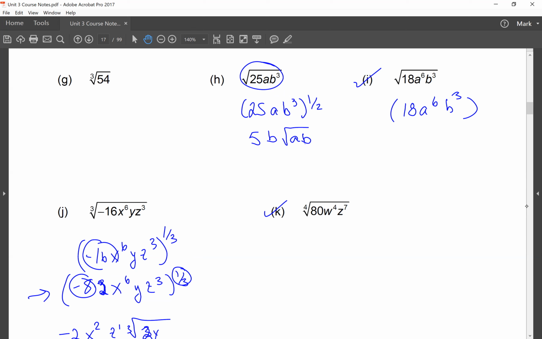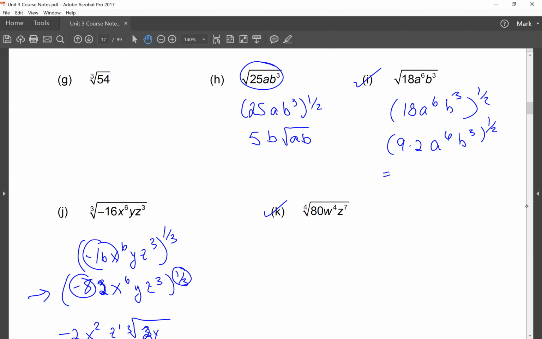So I think of the multiples of 18. So like there's 1 and 18. There's 2 and 9, which could be a good one. So if I look at this, 9 times 2, A to the 6, B to the 3. That's pretty straightforward. Sorry, got to put the 1/2 there.